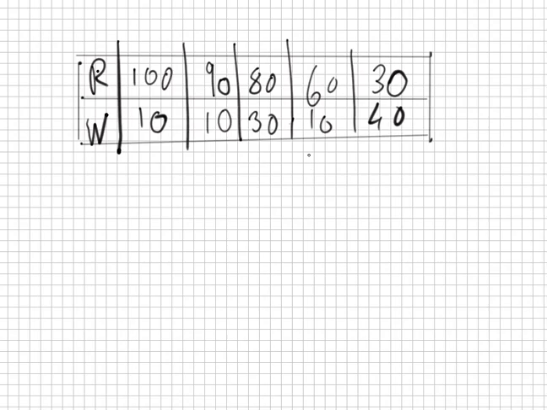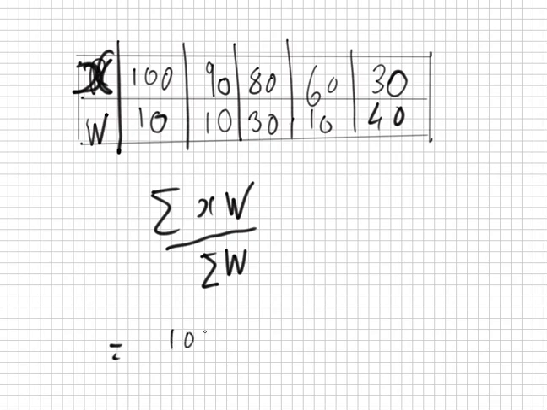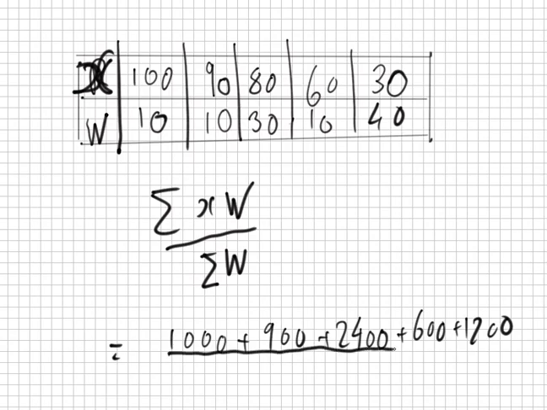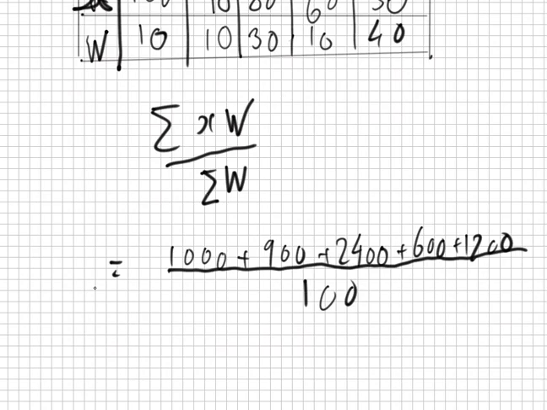So if you want the average here, what you do, like with the frequency table, is multiply the data, I'll call this x, by its weight, and you divide by the total weight, just like with a frequency table. So here it will be 1000 plus 900 plus 2400 plus 600 plus 1200. And what would the total weight be here? It should be 100, because you're adding 10, 10, 30, 10, 40. So please tell me what you get here.